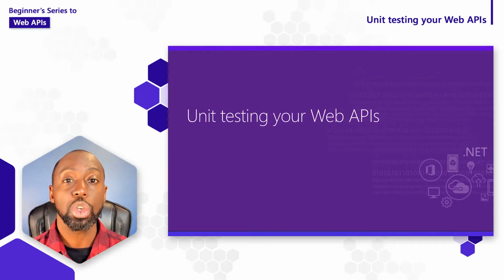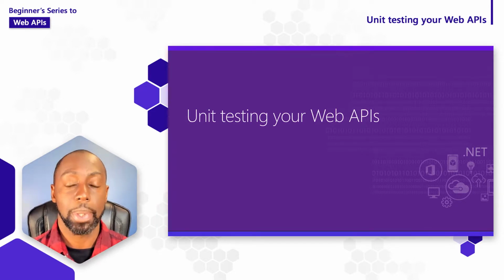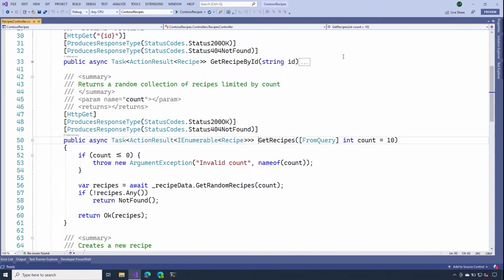Running tests for your software is important, but it's even more critical before you go to production. In this video, I want to show you how you can write unit tests for your action methods that we've created for our web API. The method that I want to start creating tests for is going to be this get recipes action method.